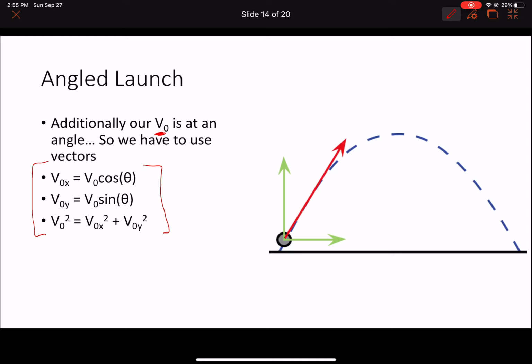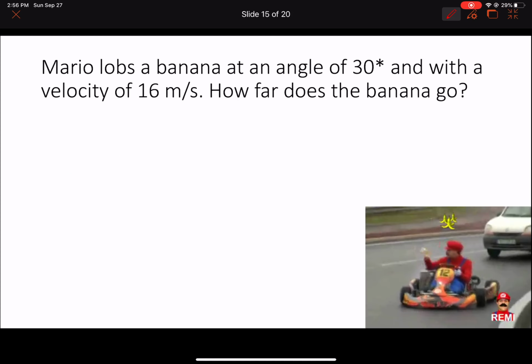Okay, so let's actually do some practice problems. I recommend doing as many practice problems as you can. Please, if you can, look up other online resources that can help you out on this one, because this is probably the most confusing problem out of the two. Mario lobs a banana at an angle of 30 degrees and with a velocity of 16 meters per second. How far does the banana go?